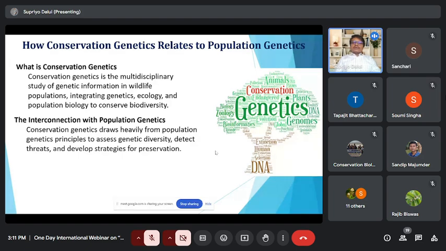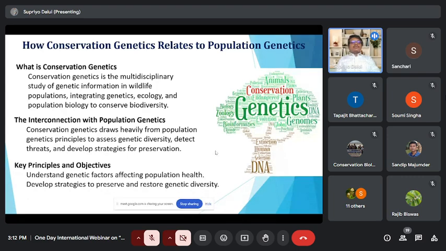In the context of this, I am saying, is there any kind of inbreeding depression? Are these populations vulnerable to any kind of wildlife diseases? And based on these principles of Hardy-Weinberg theory, we try to develop some strategies to preserve this wild population so that they can sustain in nature for a longer period of time.